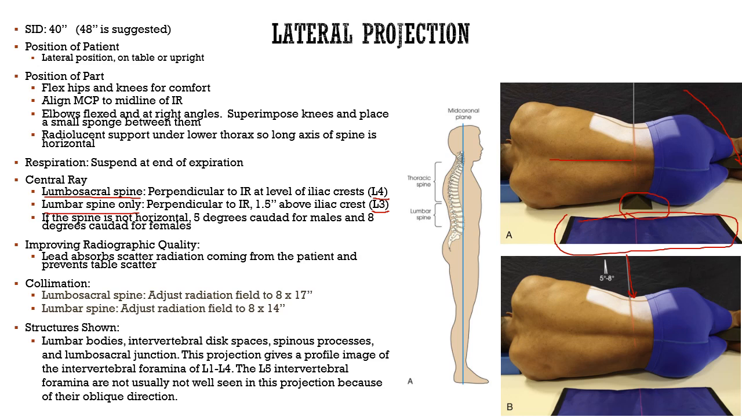For the lumbar sacral spine, we're going to adjust the image receptor size to 8 by 17 and for the lumbar spine to 8 by 14. So the structures shown, we'll see the lumbar bodies, the intervertebral disc spaces, the spinous processes, and the lumbosacral junction. We're going to see the intervertebral foramen of L1 to L4. L5 intervertebral foramen are not usually well seen because of their oblique direction.